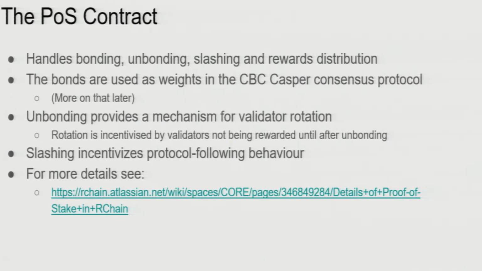Unbonding is what gives us validator rotation, and slashing is what basically makes it costly for people to do bad things. We've got a pretty detailed write-up on the wiki that people can read if they would like to, but I'll give a quick overview here. I'll also just mention as a caveat that this is all subject to change, and will probably change at least a little bit in the future.